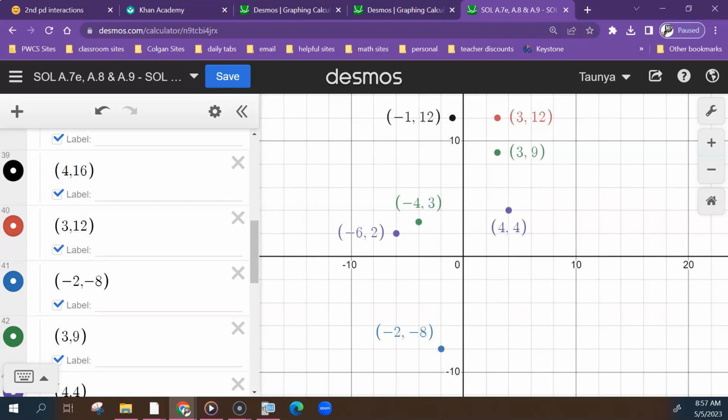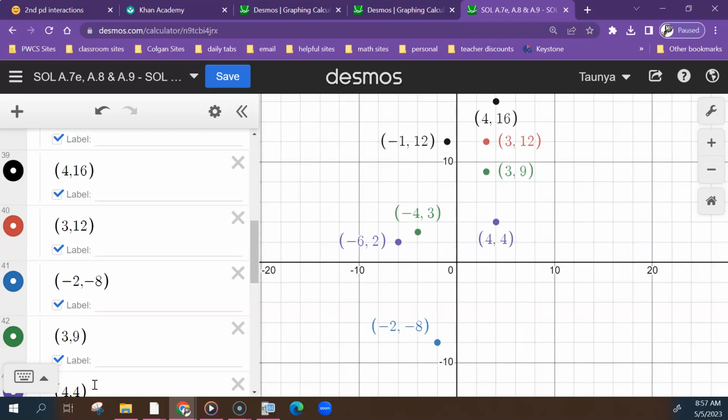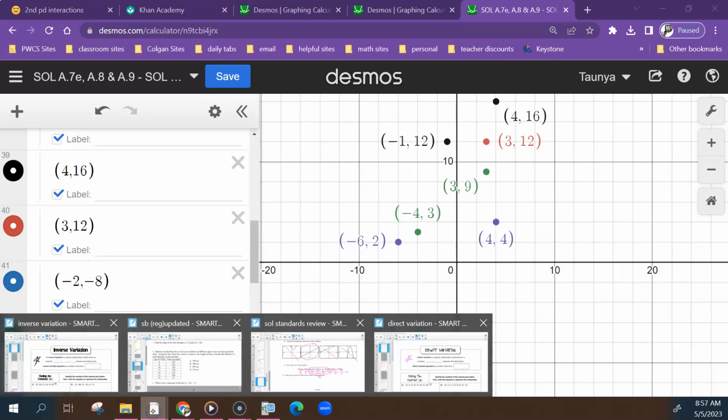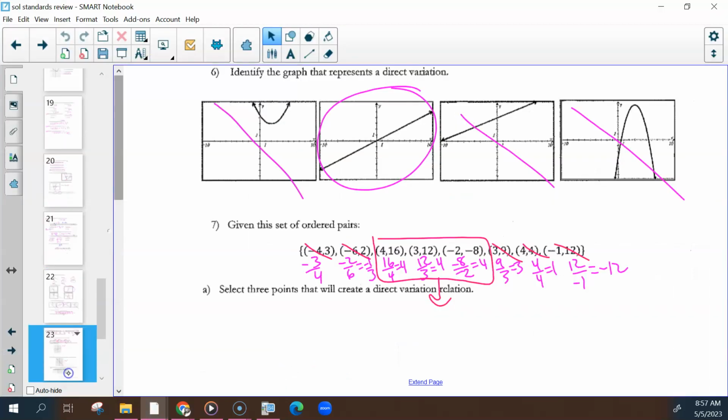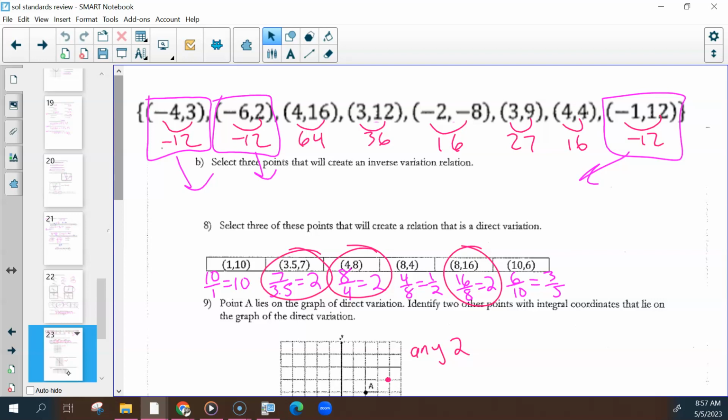If I'm looking at all the points, the one that would make this into a line, and I kind of have to zoom out, would be 4, 16, 3, 12, and negative 2. But we'll talk about how you could also find that algebraically. Part B, you don't have to rewrite this, but you can if you want. These are the same ordered pairs from the previous page, but it's asking for inverse. So the 3 that would create an inverse are negative 4, 3, negative 6, 2, and negative 1, 12. I would just write those ordered pairs here.